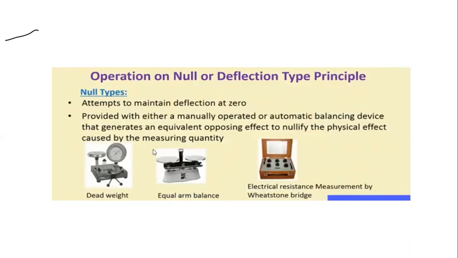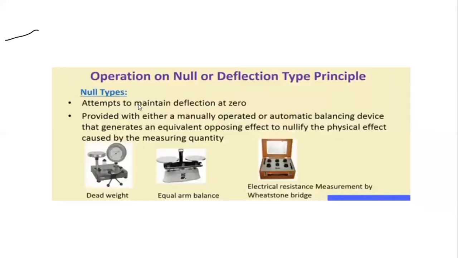നമ്മൾ weight measure ചെയ്യുമ്പോൾ, we want to measure 500 grams, we provide a 500 gram weight here and the unknown quantity is placed here. When the pointer shows a zero deflection, then only we conclude that it has 500 grams. അങ്ങനെ മെഷർ ചെയ്യുന്ന ടൈപ്പിനെയാണ് ഈ null deflection type എന്ന് പറയുന്നത്.